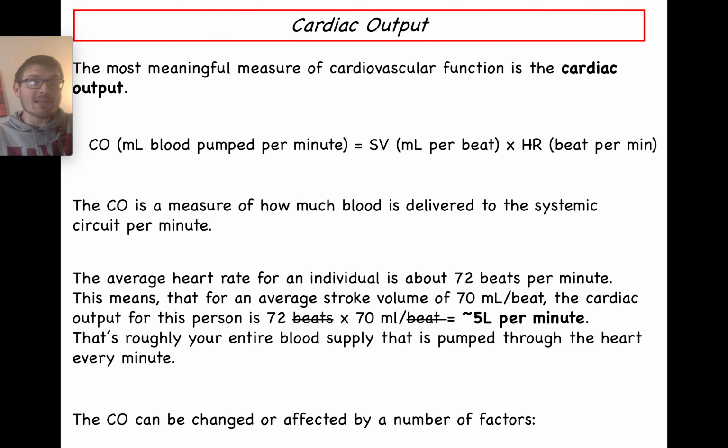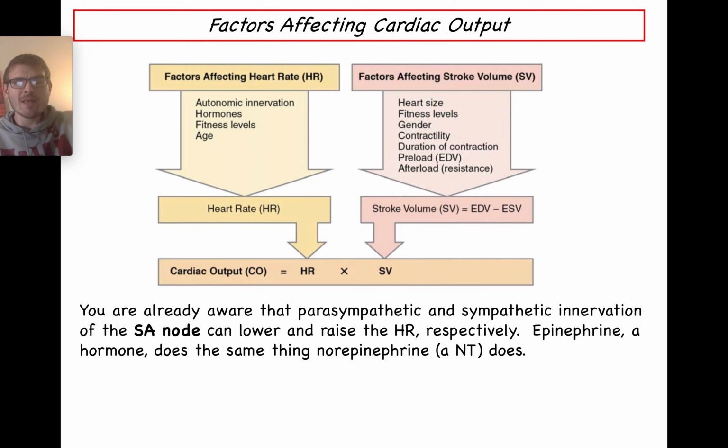So there must be something that is telling your heart you need to beat faster to meet the metabolic and nutritional demands of all of your tissues. And we, of course, understand that to be the sympathetic nervous system. So let's talk about the different circumstances in which your cardiac output can change. Specifically, let's talk about the different factors that affect your cardiac output.